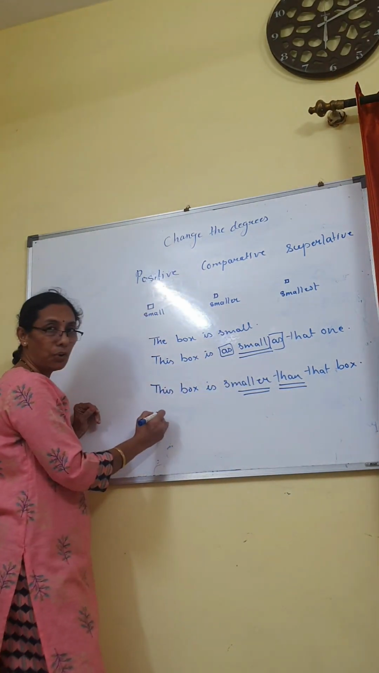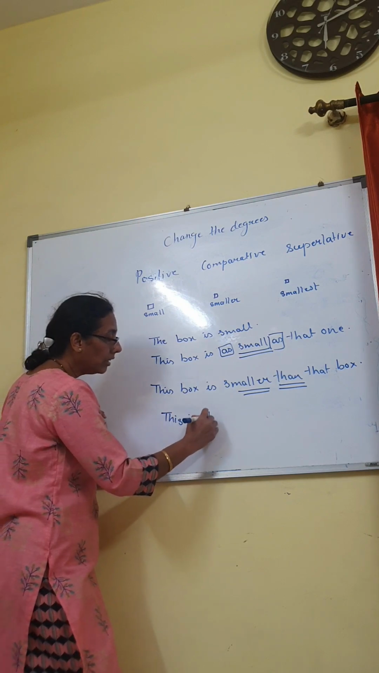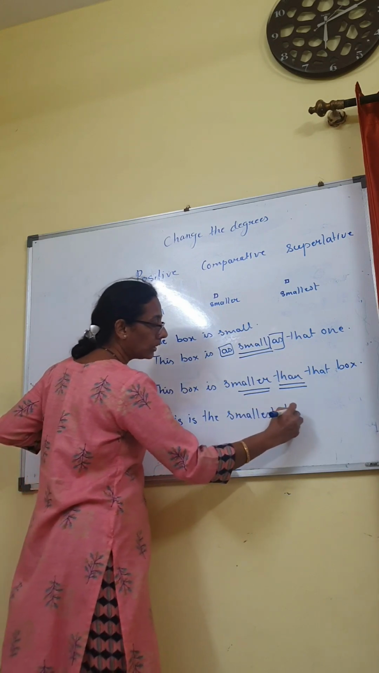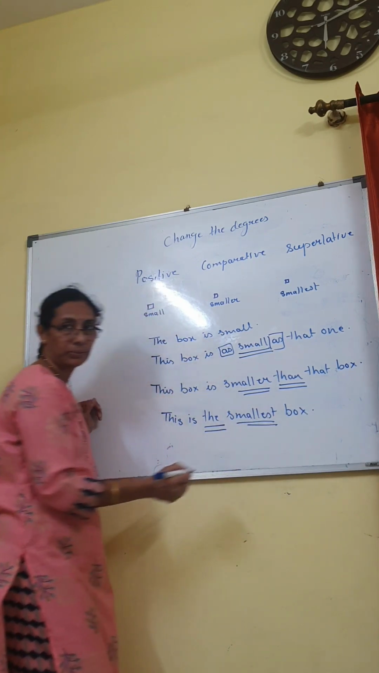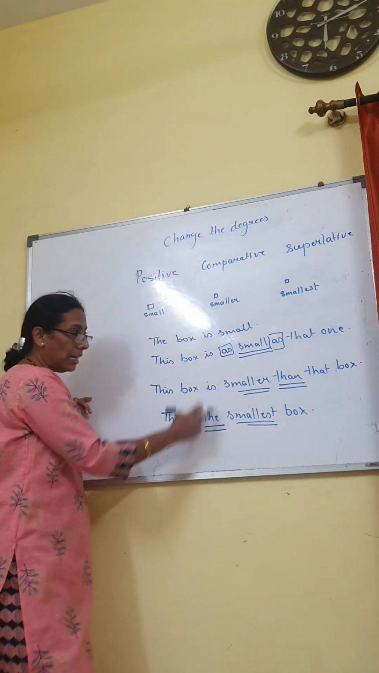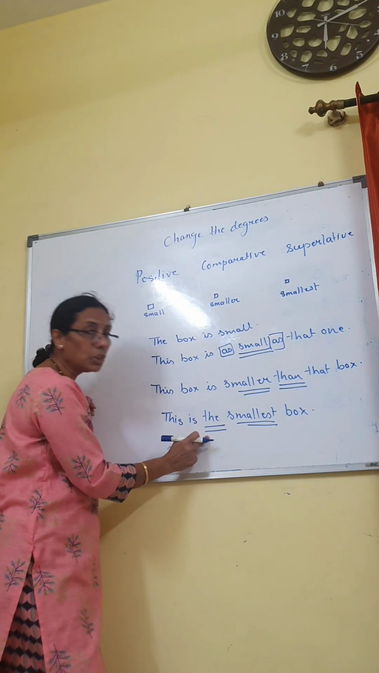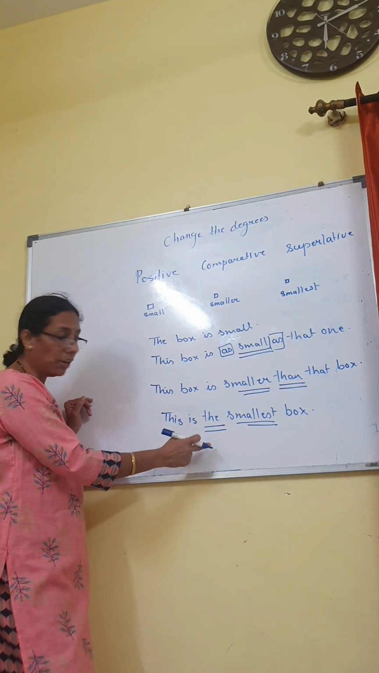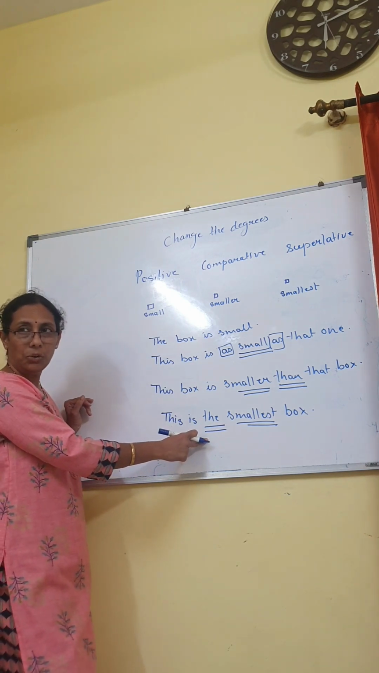And the third form is superlative. This is the smallest box. So we have used the with the superlative form. So keep this in mind: as small as, smaller than, and the smallest. So with the superlative degree, always you are supposed to use the. Is this clear to you?